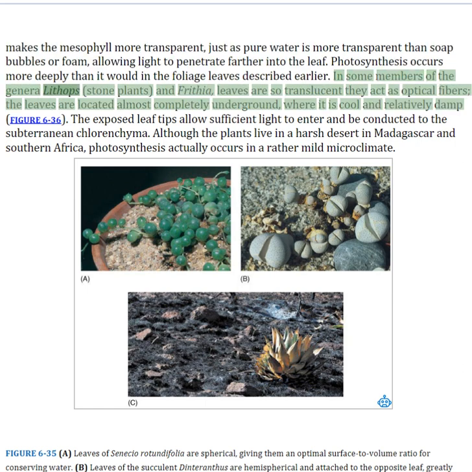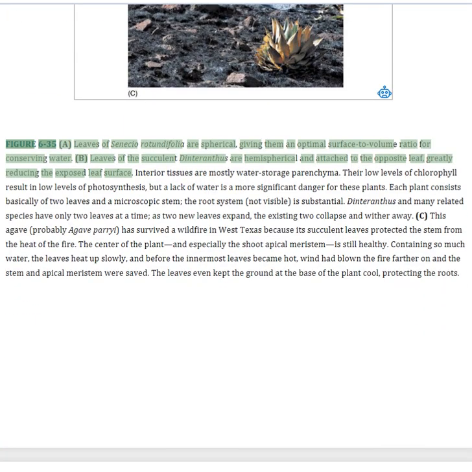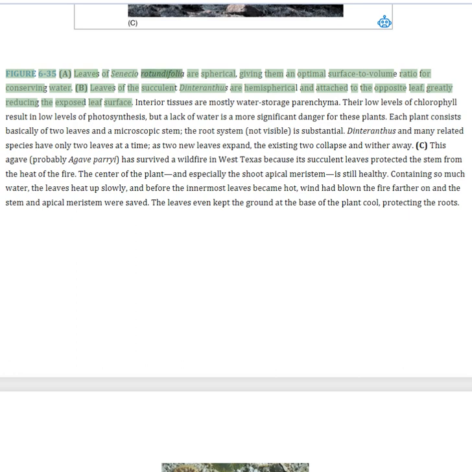In some members of the genera Lithops and Frithia, leaves are so translucent they act as optical fibers. The leaves are located almost completely underground, where it is cool and relatively damp. The exposed leaf tips allow sufficient light to enter and be conducted to the subterranean chlorenchyma. Although the plants live in a harsh desert in Madagascar and southern Africa, photosynthesis actually occurs in a rather mild microclimate. Figure 635: leaves of Senecio rotundifolia are spherical, giving them an optimal surface-to-volume ratio for conserving water.